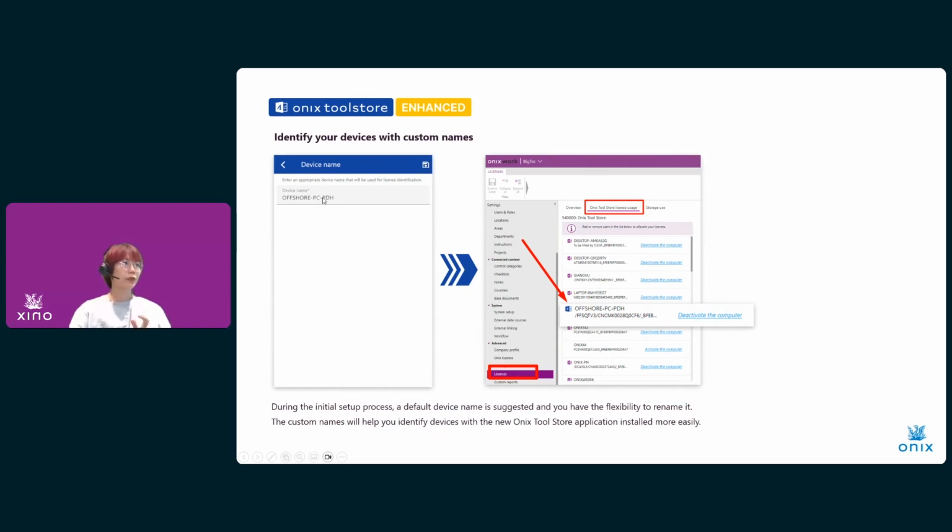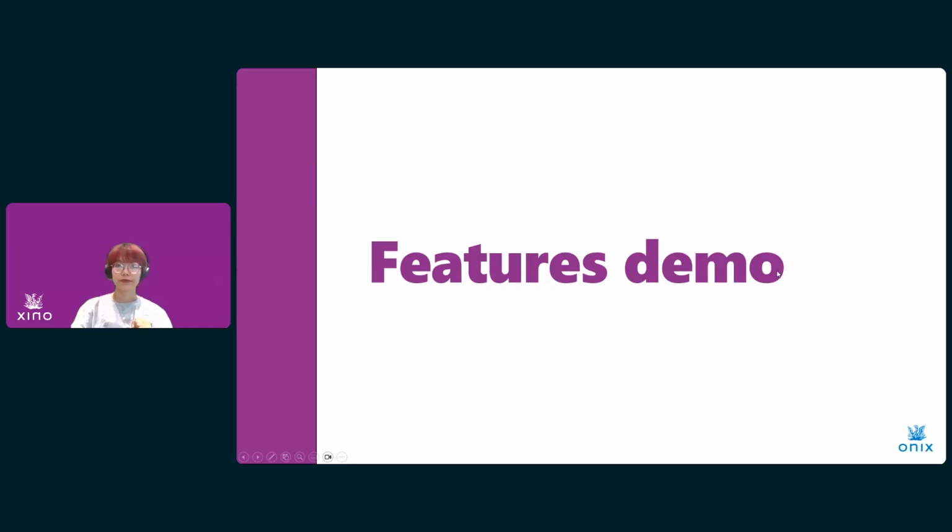So, for example, here, when I install Onix Toolstar on my laptop, I choose the name Offshore PC, PDH, and this name will be shown in Onix Work. So every time I come to Onix Work, I see a list of Onix Toolstar installed on different devices. I can quickly identify which is my device, and then I can do the necessary setup. So that's all for the overview of all the changes. So now we will come to the demonstration of features.